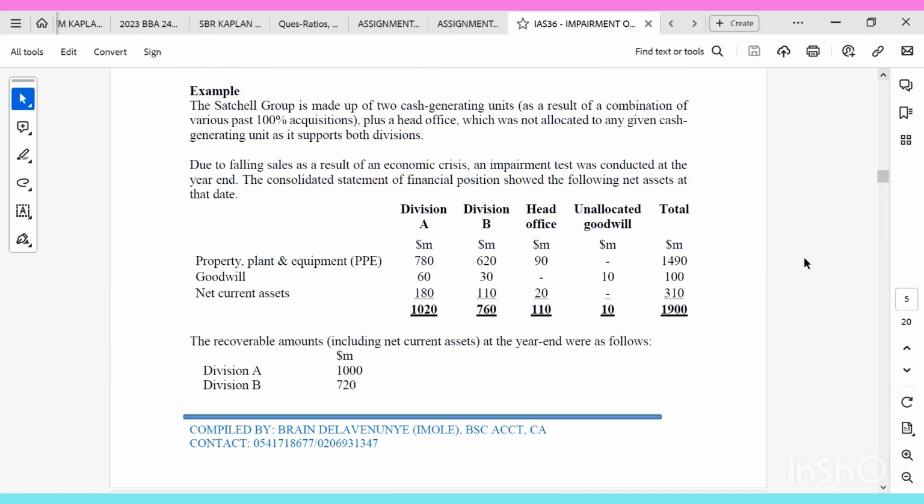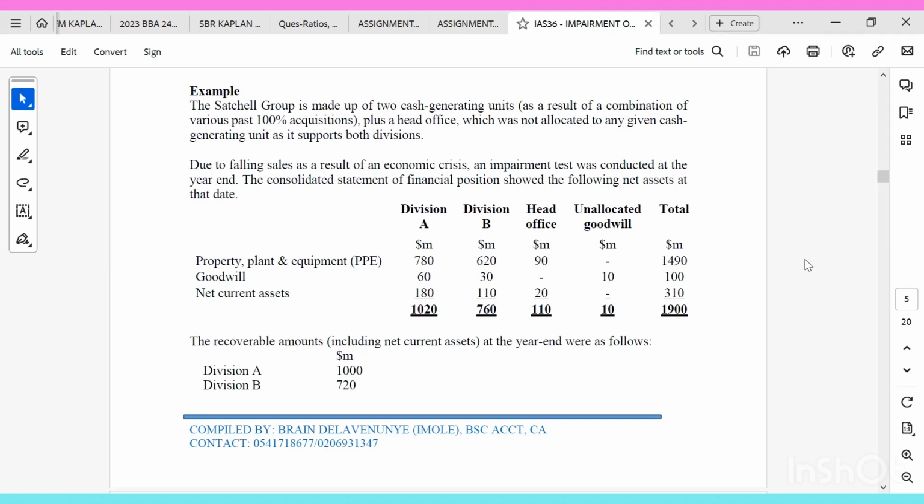Okay, so let's now come here. This is the unallocated goodwill, and also we have the head office. Which of them is the corporate asset? The head office. Okay, so the head office is the corporate asset.